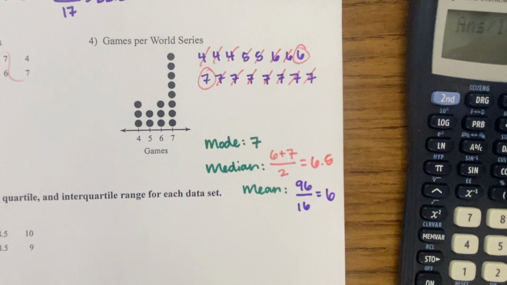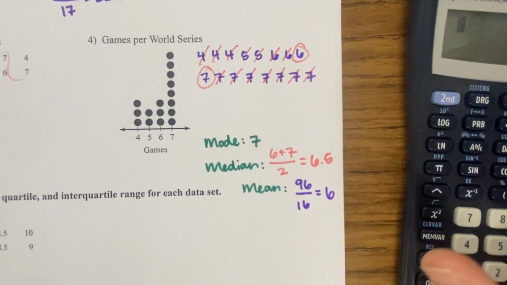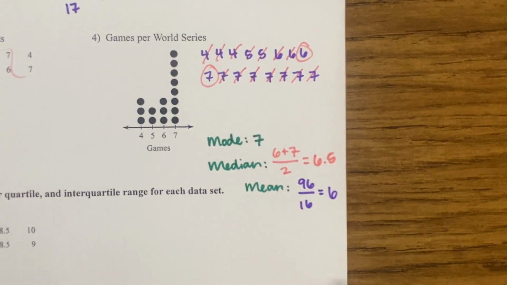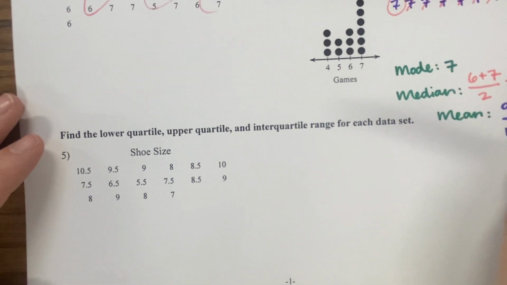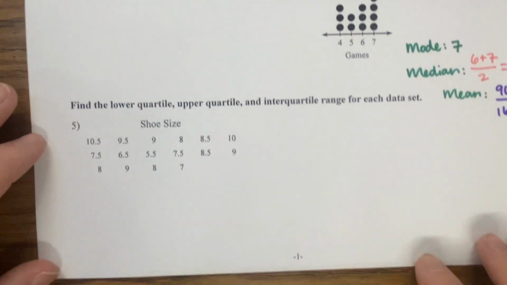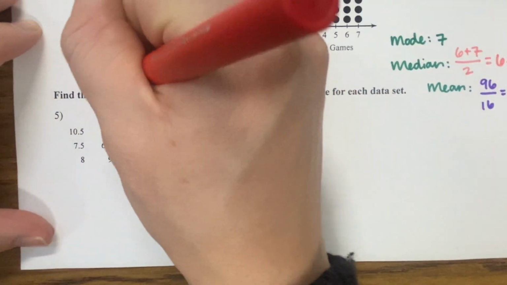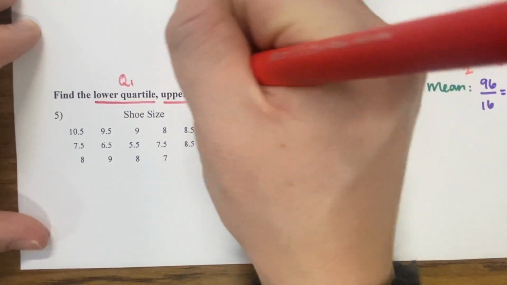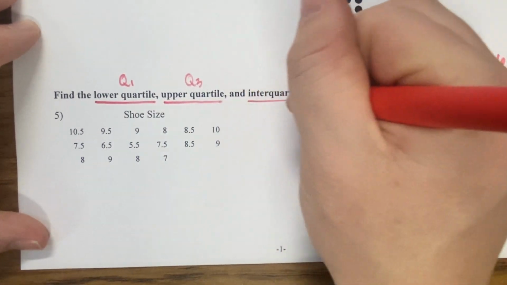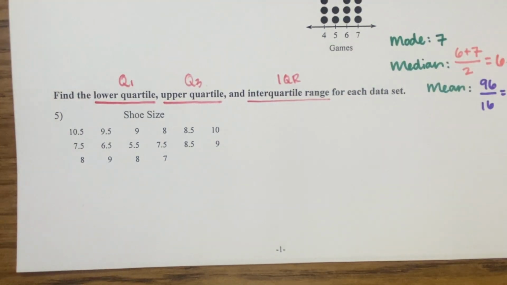And there we go. Okay, so we know how to find our mode, our median, and our mean. Okay, now for numbers 5 through 7, so we have 3 more examples, we are asked to find the lower quartile, also called Q1, the upper quartile, called Q3, and the interquartile range, also called IQR.